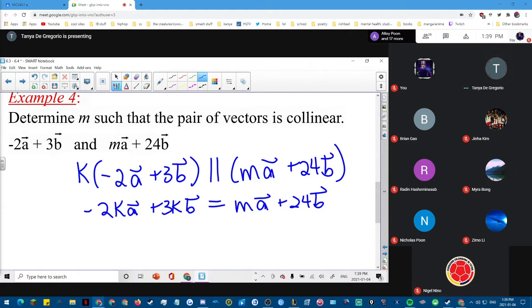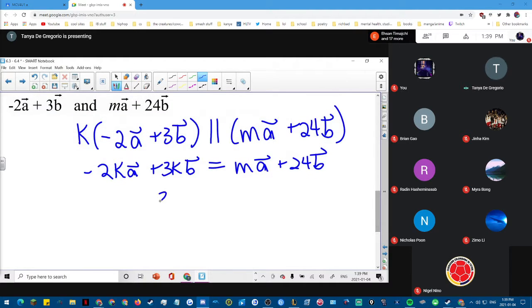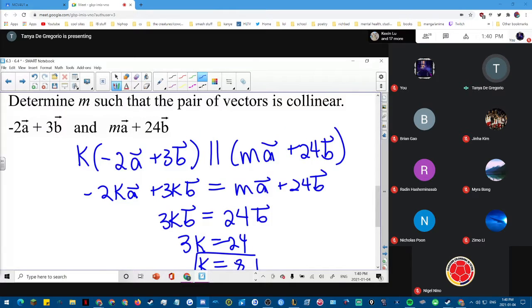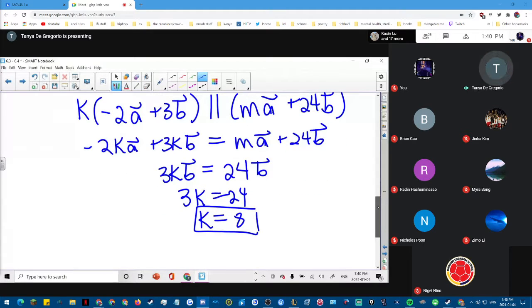So from here, I know that negative 2. So I know this, right? Let's look at this one first because it's easier to see. You know that 3k times vector b equals 24 times vector b. Well, now I can divide out the vector b, and I'm left with just 3k equals 24, and you can see that k is equal to 8. And then if k equals 8, you just have to go ahead and sub in. Okay? So we pretty much did this by analysis, right?